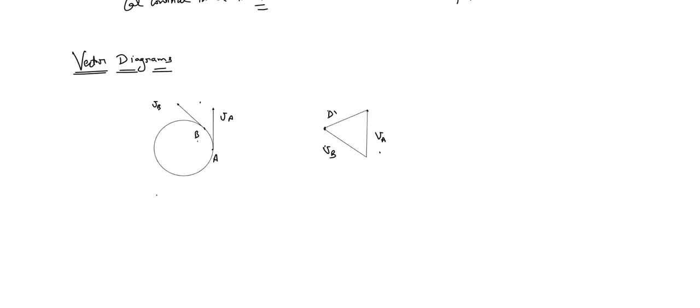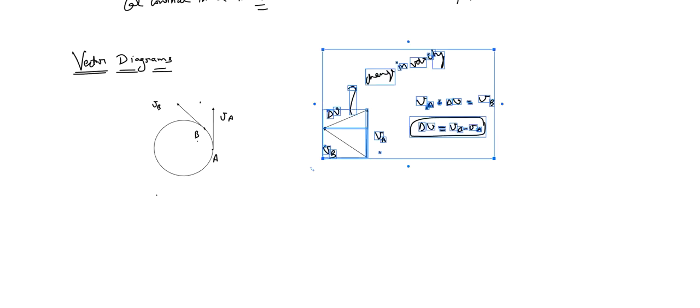Now this vector triangle is given, and if I have to find the resultant acting here, we can write the equation VA plus delta V is equal to VB. Can we write this? Yes, sir. So delta V will be equal to VB minus VA, right? So here delta V is the change in velocity.